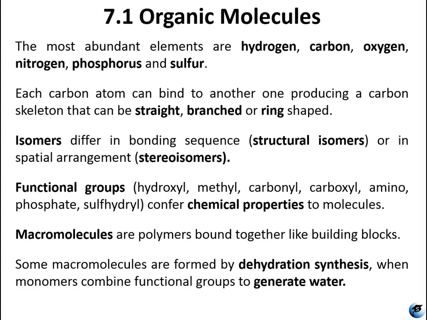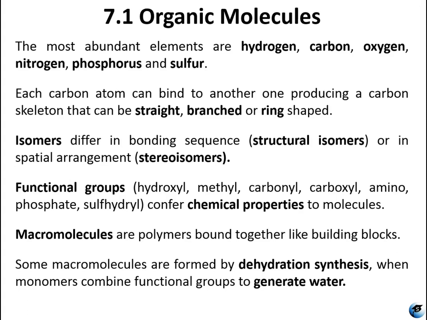Isomers have the same atoms that are bound in a different sequence. That's what you call a structural isomer. Or if they have the same atoms, the same bonding sequence, but different spatial arrangements, so different shapes, those are stereoisomers. Now, functional groups: if you hear somebody talking about a hydroxyl group or methyl group, amino or phosphate group, those are what gives certain molecules very specific chemical properties, and we'll touch on some of those in a bit.